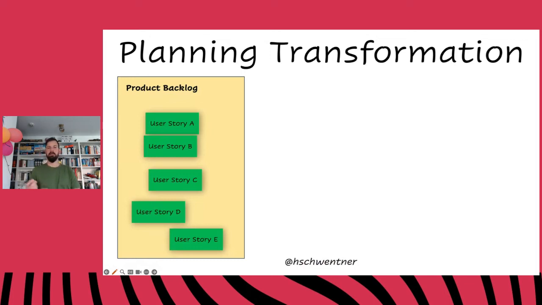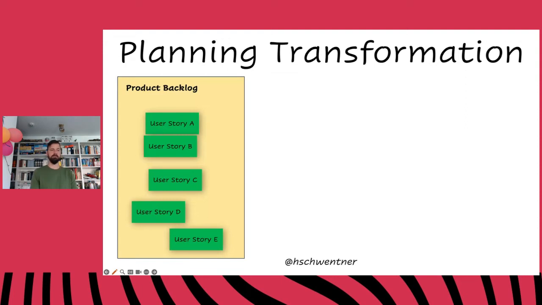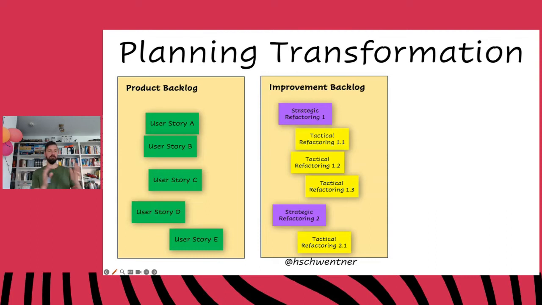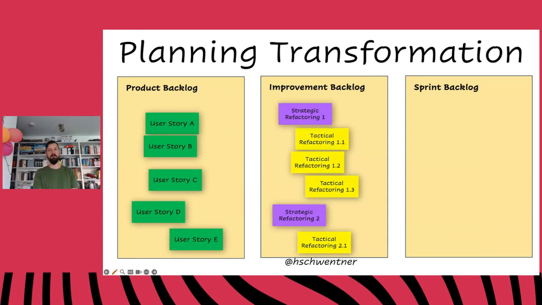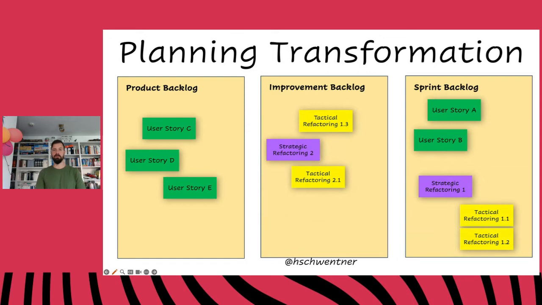to plan our transformation into our sprint. So the next time we're planning a sprint, we not only take the product backlog, we also take the improvement backlog with the refactorings that we found. And the sprint backlog is now not only filled with user stories, that's something new, where we build new business value, new requirements, but we also reserve some baseline here in the sprint backlog for the improvement, for the refactorings. So you can see here the tactical refactorings 1.1 and 1.2 are planned into the sprint as well, and the strategic refactoring 1 as well.